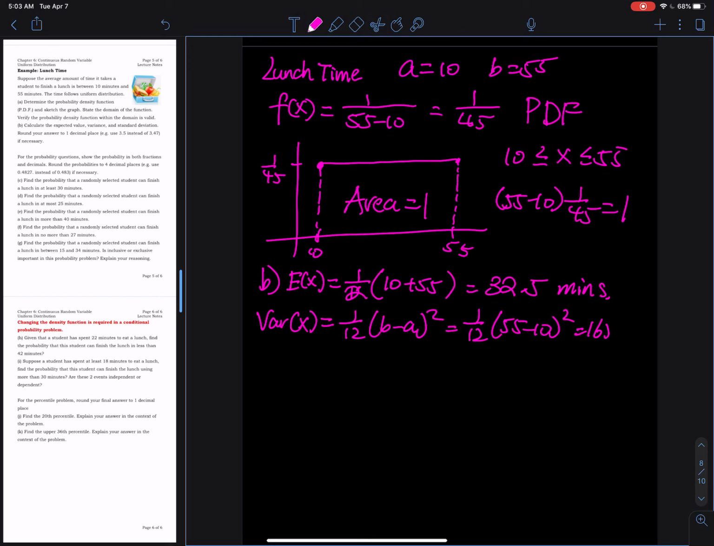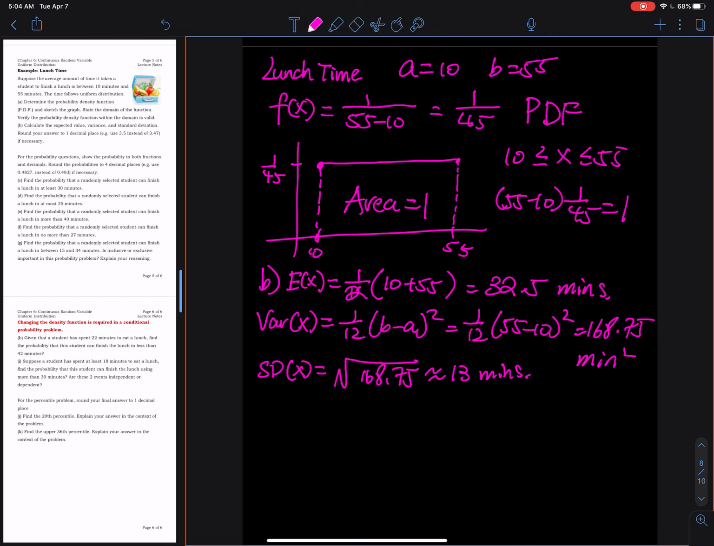This is 168.75. This is in minutes squared. And then the standard deviation, you take the square root of the variance, the square root of 168.75, that is approximately 13 minutes. So that is the basic setup of this uniform distribution problem.